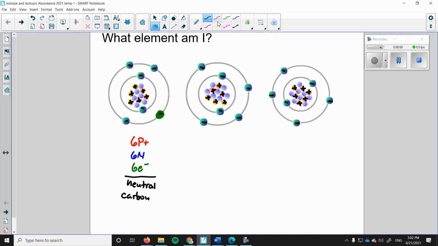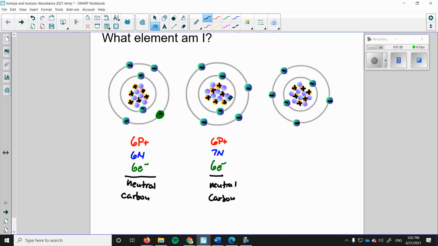Now, on this side over here, we have something similar. We've got 1, 2, 3, 4, 5, 6 protons. When you count the neutrons, you have an extra neutron compared to before. We have 7 neutrons, but the electrons are the same, still 6. So we have 6 positives and 6 negatives, a neutral atom. It's still carbon, but a little bit heavier. So this is an isotope of carbon.